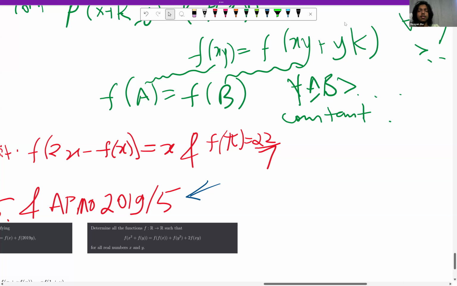Can you please say the problems? What was the problem just after f of x square plus f of y equals f of x plus f of y square plus 2 f of xy? The R plus to R plus problem. Is it the one in homework? Yeah, homework one. Can you tell which number? It's the one after f of x square plus f of y equals f of x plus.